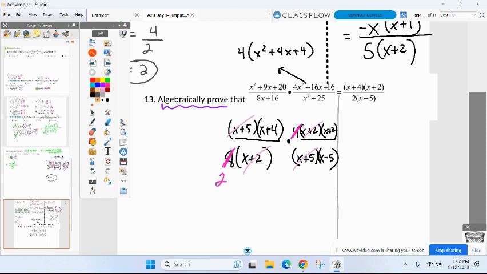Now what do we see, kids? Up on top, I have x plus 4, and I have x plus 2. And on the bottom, I have that 2 and x minus 5. And look over to the right. Make sure to give me a nice big check mark. You feel proud of yourself.